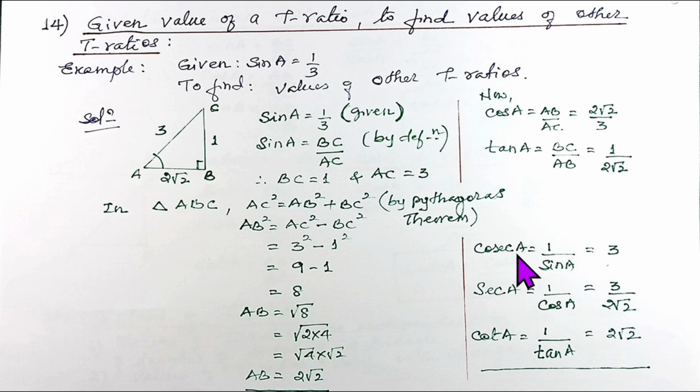Now cosec A will be the reciprocal of sine, that is 1 by sin A, and therefore 1 by 3 becomes 3. Sec A is the reciprocal of cos, and therefore sec A is equal to 3 divided by 2 root 2, and cot A is the reciprocal of tan, and it is 2 root 2. So therefore, given one value of a trigonometric ratio, we can find out all the other values by a very simple method. So remember this much. In the next learning session, we'll continue learning the remaining aspects of trigonometry. Thank you.